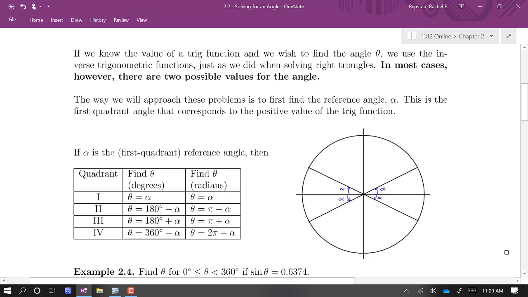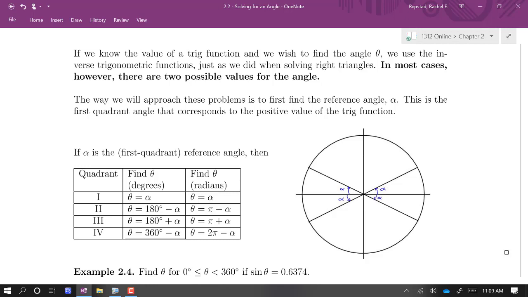So what we're going to do to approach this, the calculator will only give us one angle, and oddly enough, sometimes it's not exactly one of the angles that we're looking for. So the way that we're going to approach this to make sure that we get the angles that we want is to first find the reference angle alpha. And alpha is a first quadrant angle that corresponds to the positive value of the trig function. So even if I know that, say, cosine is negative 0.513, I'm just going to first pretend that cosine is the positive value and find that first quadrant angle.